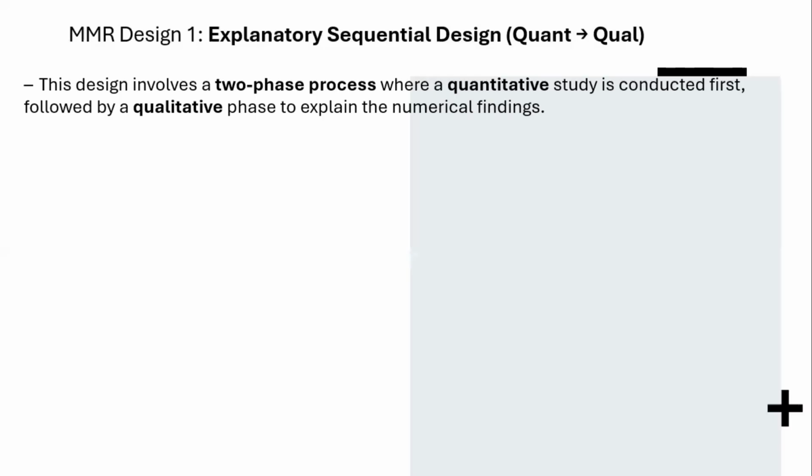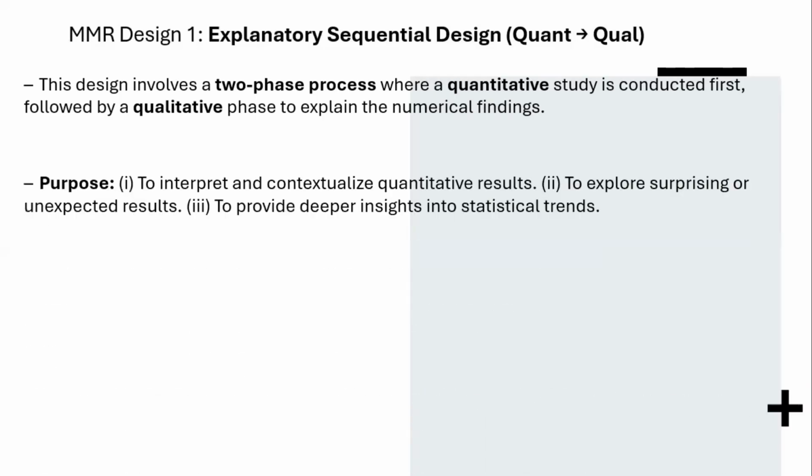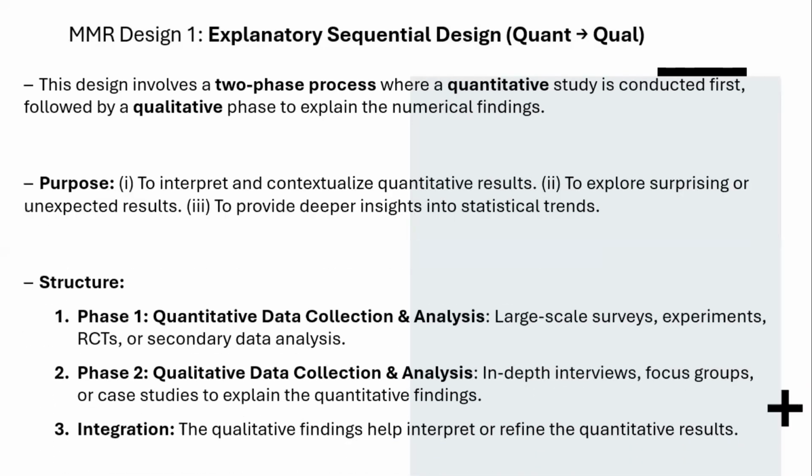All right. So for the explanatory sequential, quantitative comes first, followed by qualitative. So you do this either to interpret and contextualize quantitative results or to explain surprising findings.